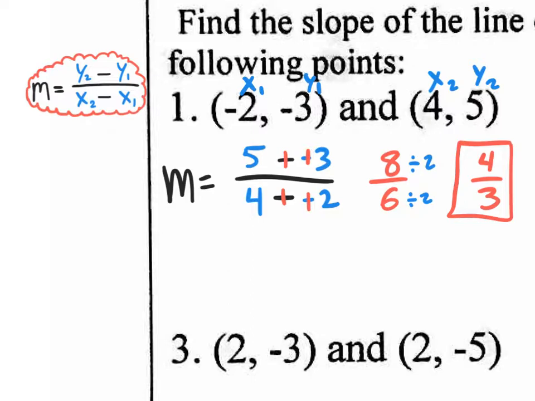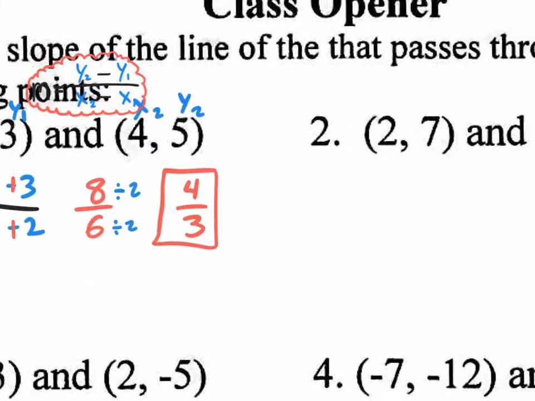Again, that means that wherever a point on the line is, you'll be able to go up 4 and over 3, rise 4, run 3 to get to the next point. That would be the slope of the line, the steepness of the line.